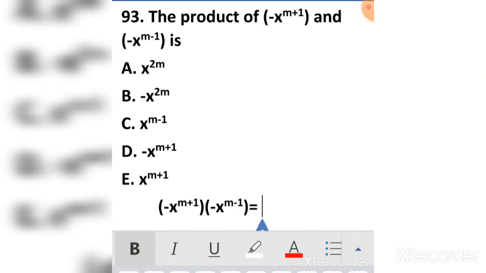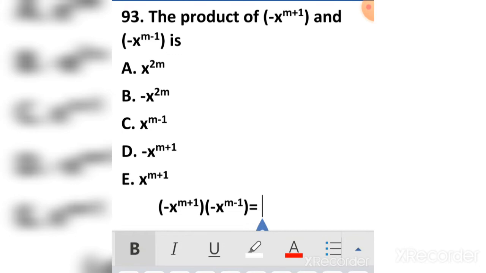93. The product of quantity negative x to the power of m plus 1 and quantity negative x to the power of m minus 1 is: A, x to the power of 2m; B, negative x to the power of 2m; C, x to the power of m minus 1; D, negative x to the power of m plus 1; E, x to the power of m plus 1. So the product, this is multiplication of exponential expressions having the same base.